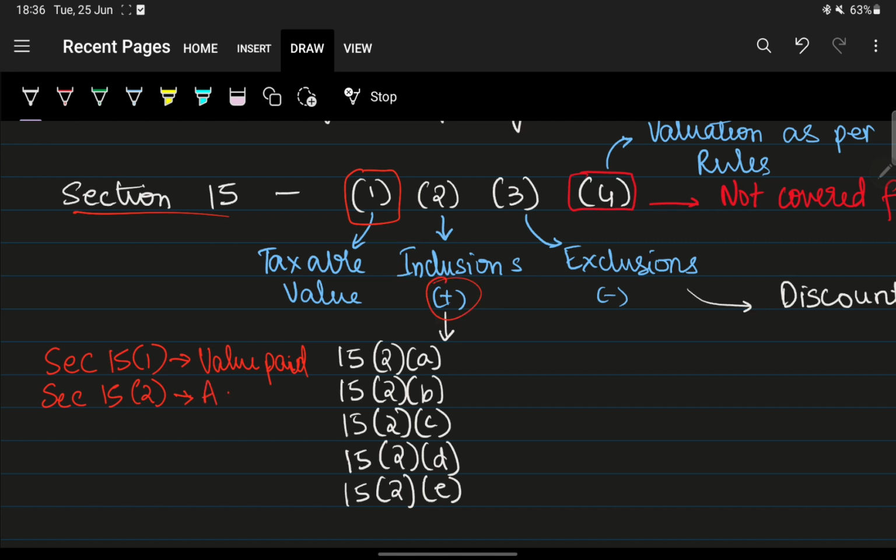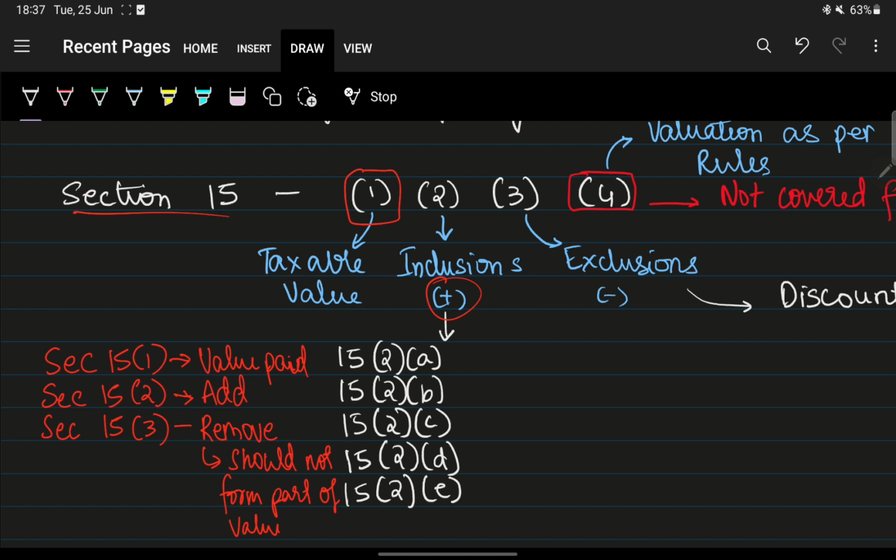The things that you are supposed to add to the value. Next, section 15(3) talks about what you are supposed to exclude, or what you are supposed to remove, or what should not form part of value. Very simple, right?